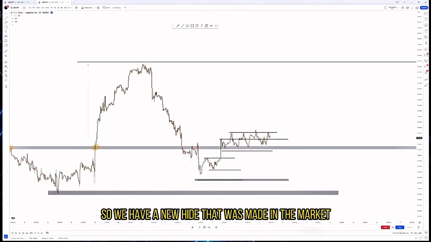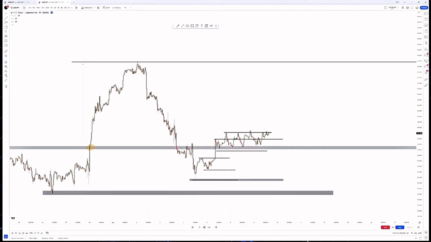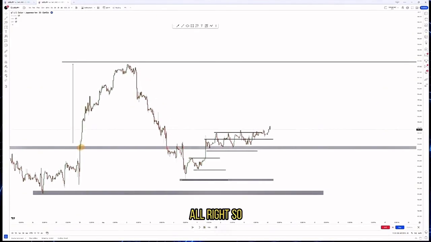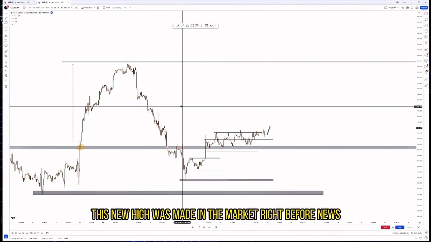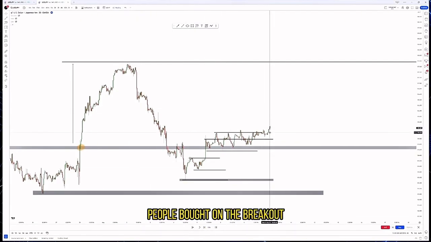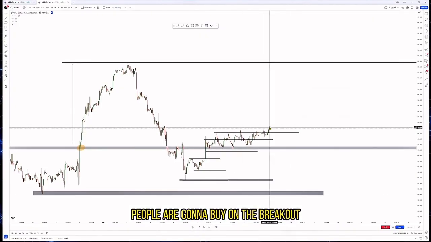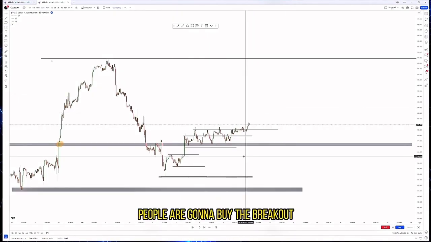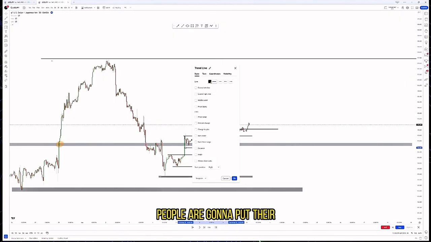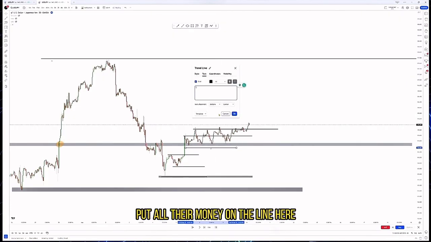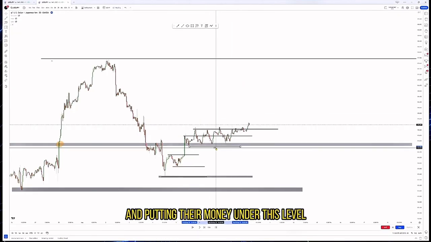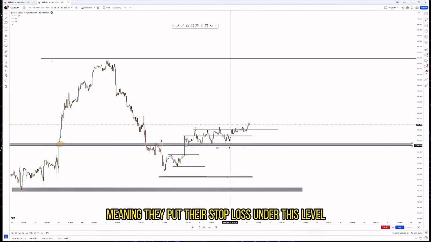So we have a new high that was made in the market right before news. People bought on the breakout. This is where liquidity plays. People are going to buy the breakout. People are going to put all their money on the line here, risking everything they've got, putting their stop loss under this level.